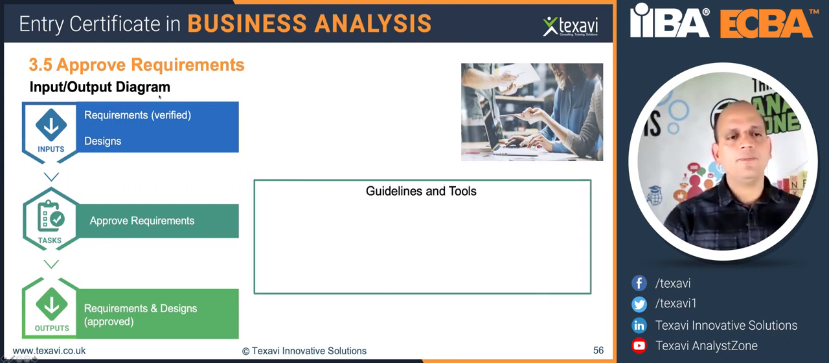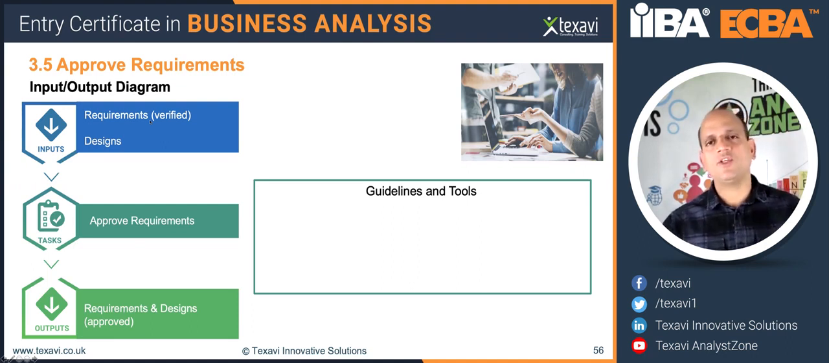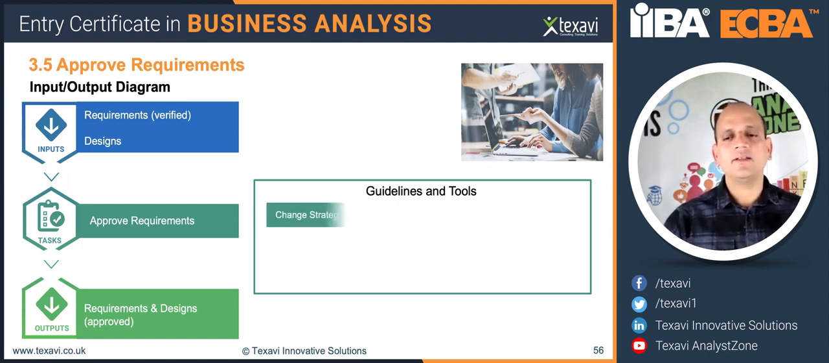When you talk about inputs, again: requirements, verified requirements, and then designs. Obviously, by this time you've got verified because you checked with the stakeholders, you've got some requirement analysis done, you've got the prioritization done, and you've got the impact analysis done, on how the proposed change is going to impact the solution. So then you have to consider the approval of that.